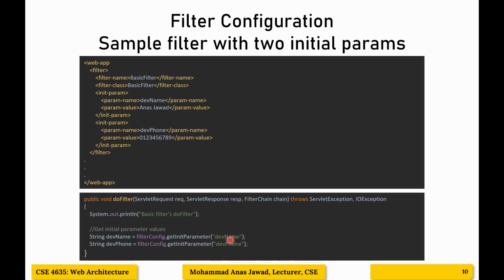So as you can see, since we are using devName as the parameter here, we will be getting the value Anas Jawad. And in this case, since we are using devPhone as the parameter name, we will get the value 01234567889. So that is how you can define any number of parameters inside your web.xml file, and how you can access those values inside your doFilter method by using the filter config interface's getInitParameter method. Okay.